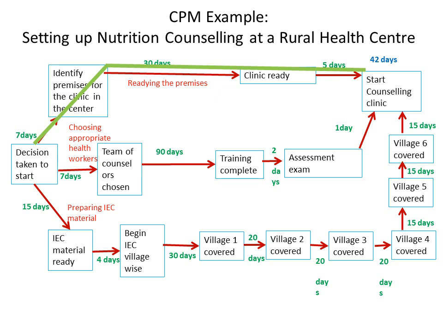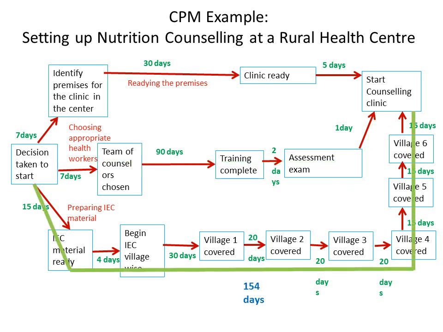Now path 1 will take 42 days, path 2 will take 100 days, and path 3 is the longest. It will take 154 days, and hence can be called the critical path of this project. To shorten this path, some people can be withdrawn from the team which is going for identifying the premises, because they can take more than 7 days for identifying the premises, but a second team addition for IEC can cover 2 villages simultaneously, and hence shorten the critical path.